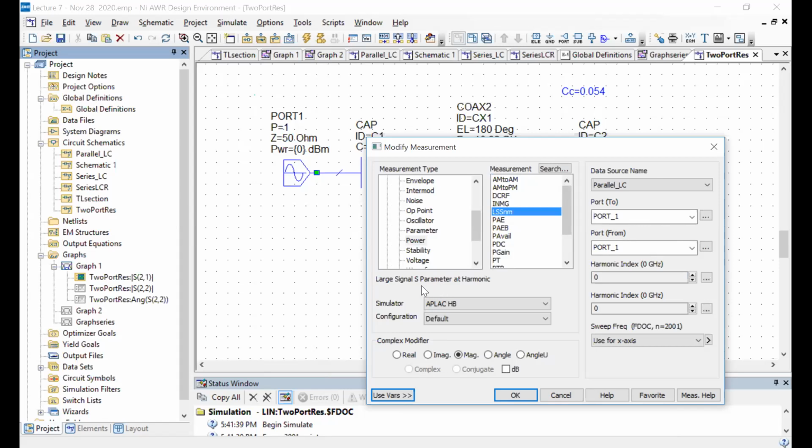And now, not only do you have to specify the port to and from, you also have to specify the harmonic index. What this means is that when you have a nonlinear system and you're sending in a signal at omega, you might get a response at omega, but you might also get a response at 2 omega or half of omega or some multiple of omega. So this actually allows you to measure all of those things.